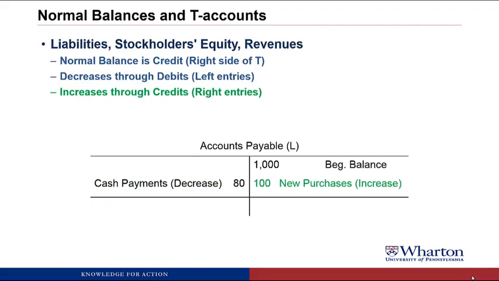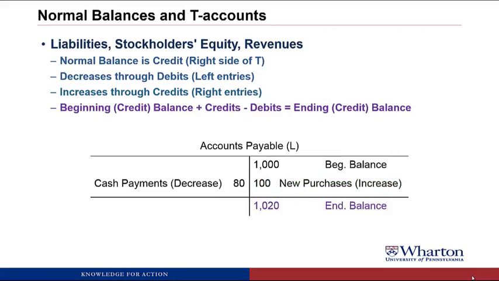Also during the year, we go out and purchase new inventory. We purchase it on account, so we owe our suppliers $100. That's going to increase the liability accounts payable. We increase the liability with a credit entry, which increases a credit balance account. At the end of the period, we draw a line, add up the credits, and subtract the sum of the debits. We get an ending balance of 1020, which sits on the credit side, or right side, because it is a credit balance account.